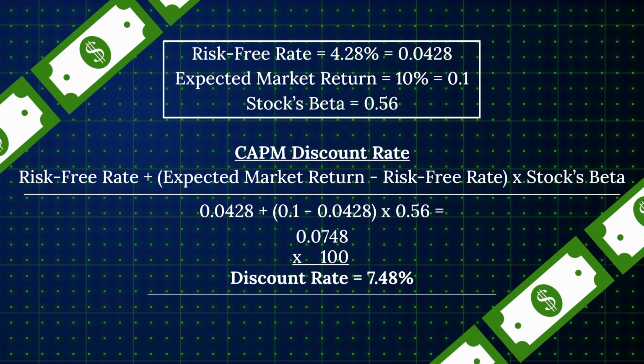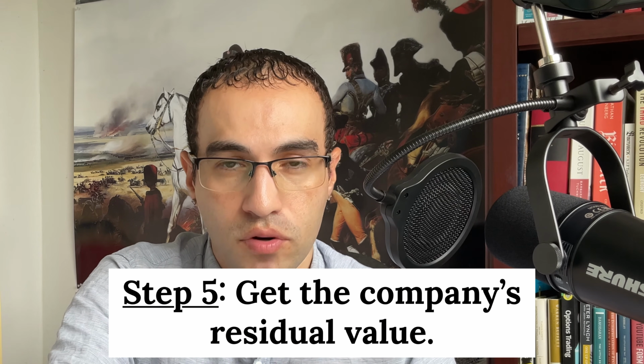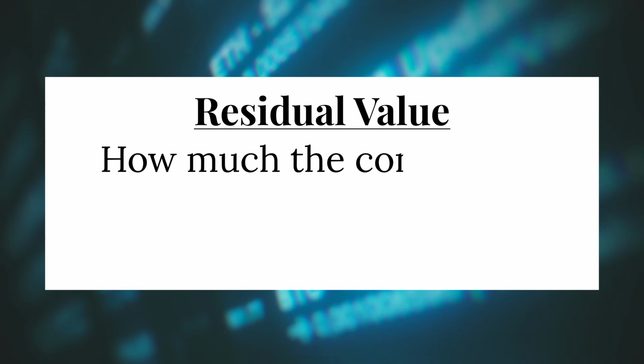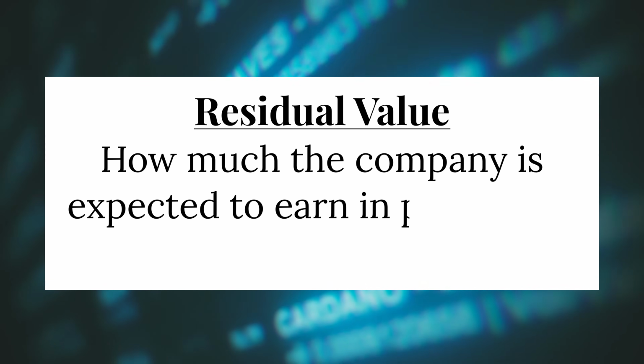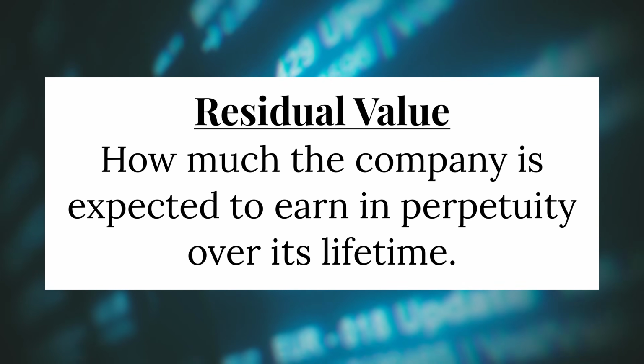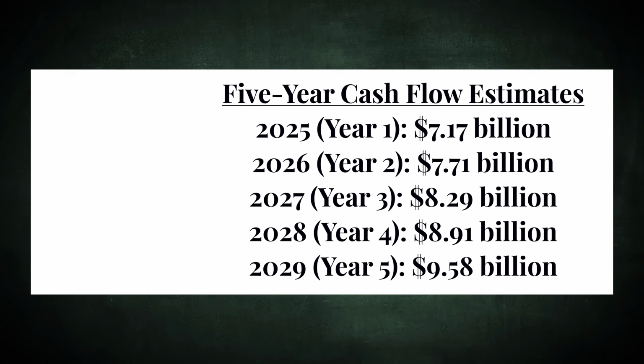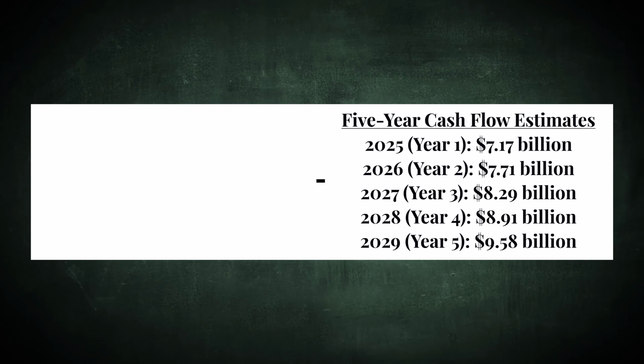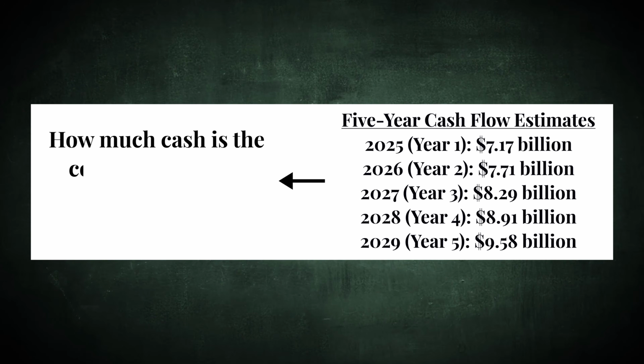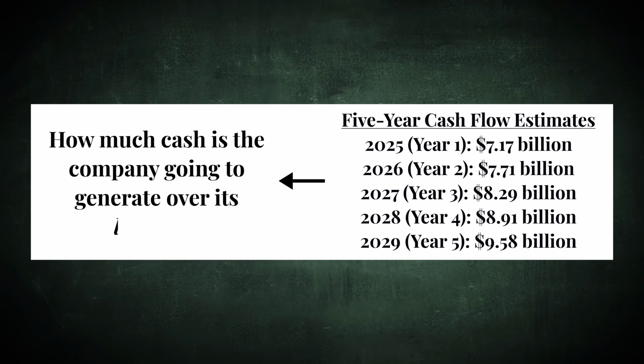And when it comes to the discount rate, the higher the rate, the more perceived risk there is with the investment. Okay, so let's move on to step 5 in our DCF, which is getting the company's residual value, or how much the company is expected to earn in perpetuity over its lifetime. Because after all, we only calculated McDonald's cash flows over the next 5 years, but we need to know how much cash the company is going to generate over its lifetime.